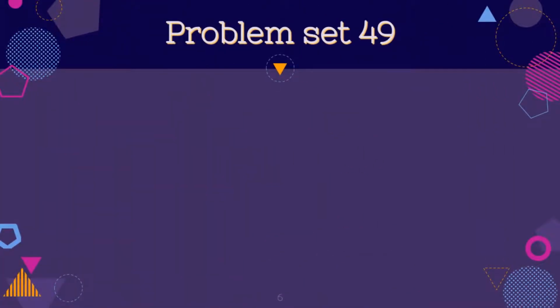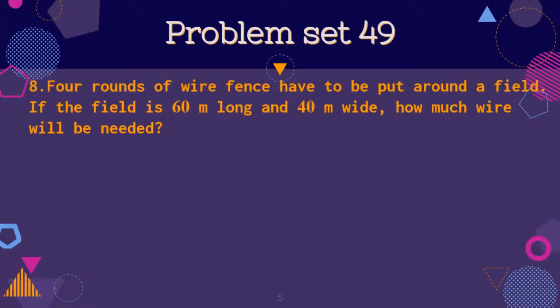Next question is, 4 rounds of wire fence have to be put around a field. If the field is 60 meter long and 40 meter wide, how much wire will be needed? Now here we know the length and the width or the breadth of this field. And we have to take 4 rounds of wire fence around the field and we need to know how much wire will be needed.